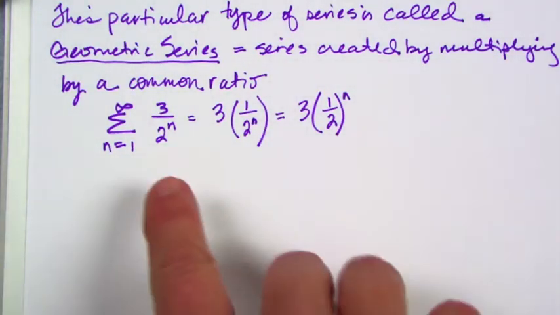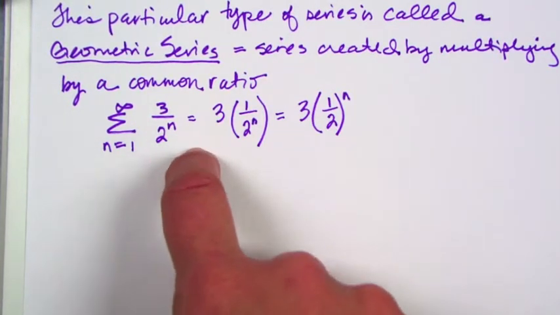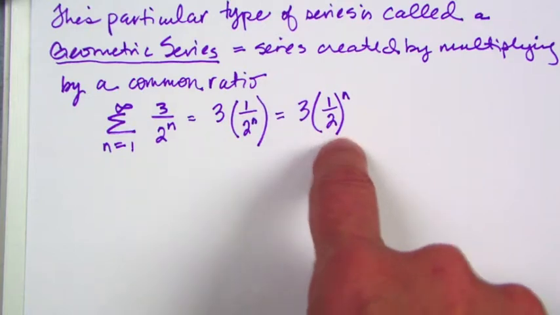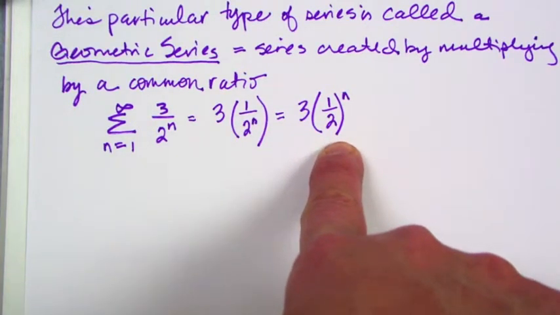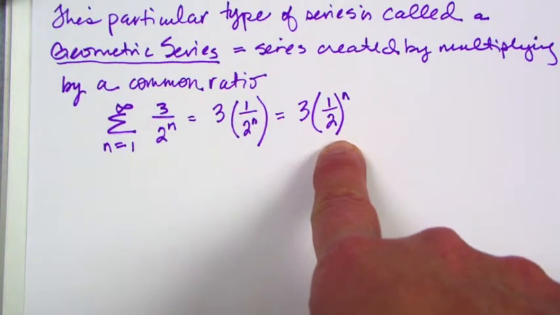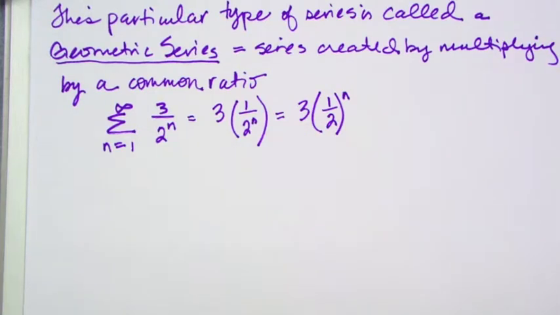Okay? So now I will tell you, AP likes to write their geometric series like this, and you've got to be able to recognize that I can rewrite it like this so that I can see that common ratio r. But hopefully you see that.